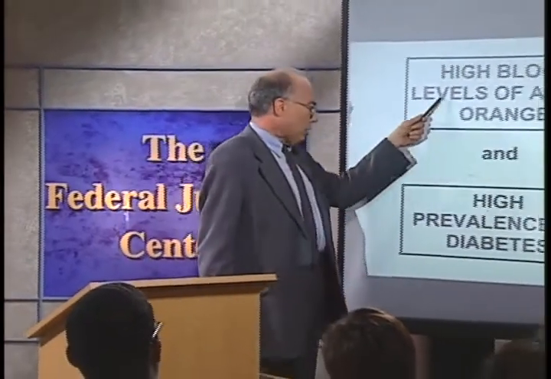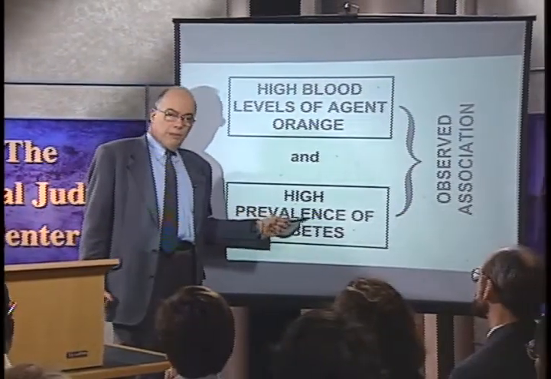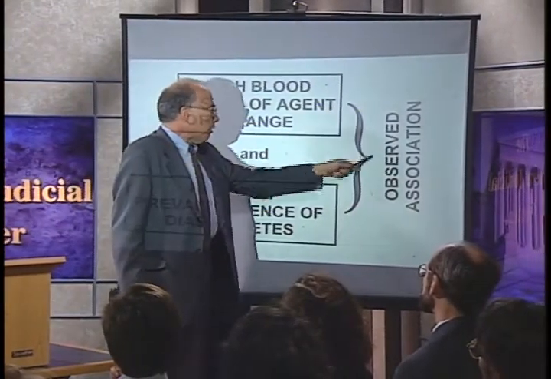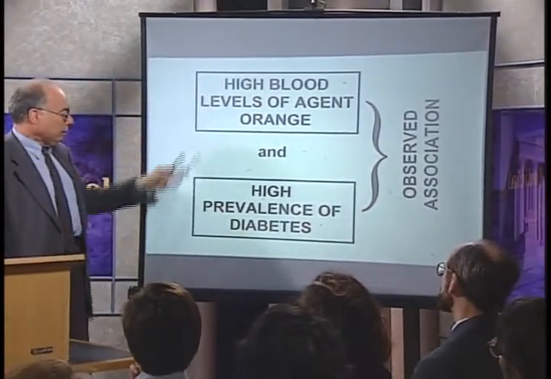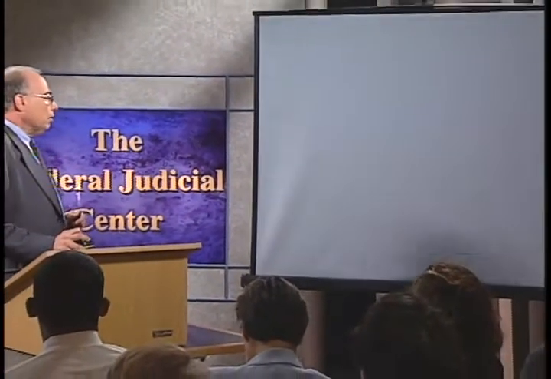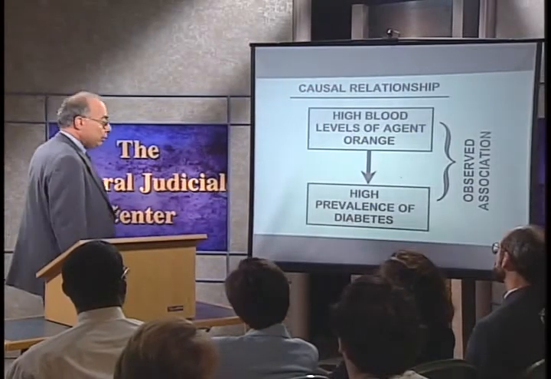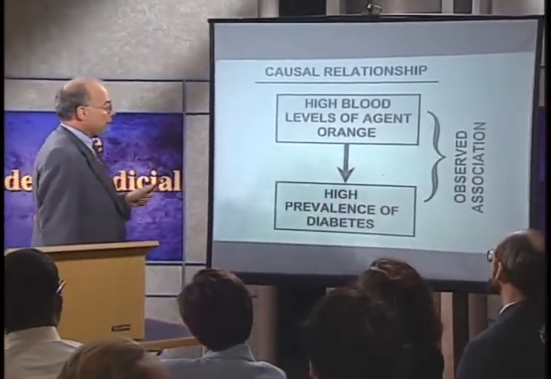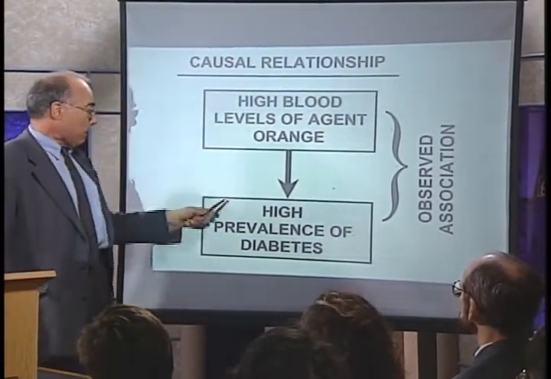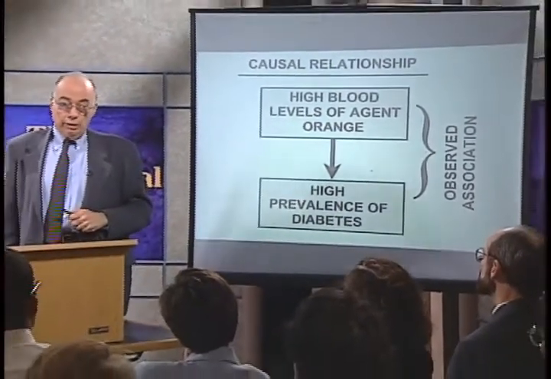Finally, I want to show you a more recent example of a study that appeared within the past few months that raised the question of whether high blood levels of Agent Orange are associated with a high prevalence of diabetes in adults. The authors reported an observed association of increased blood levels of Agent Orange and prevalence of diabetes. Well, what does that association mean? It is possible, if the association is true, that we are really seeing the result of a causal relationship, that high blood levels of Agent Orange cause a high prevalence of diabetes. That is certainly one explanation.